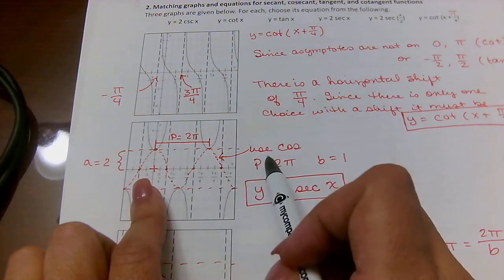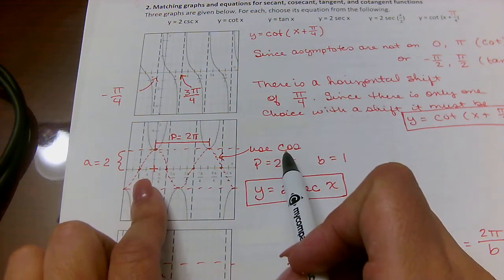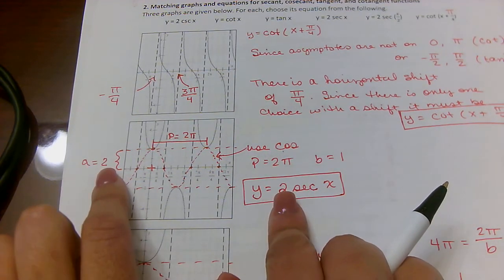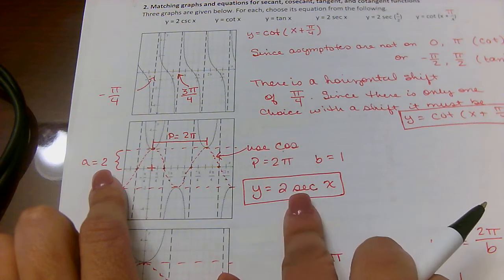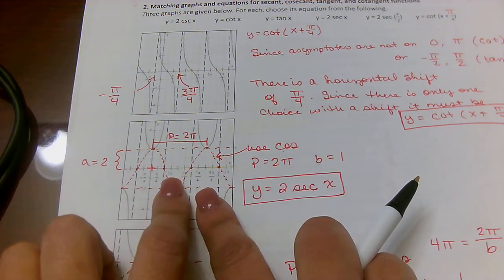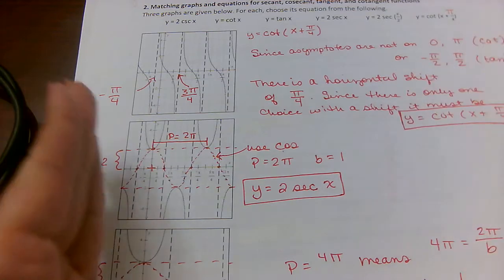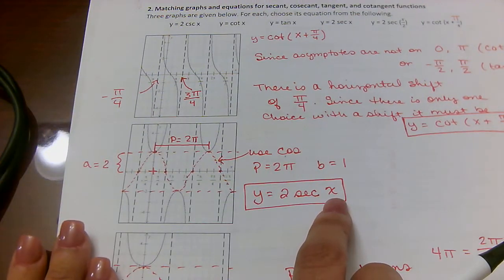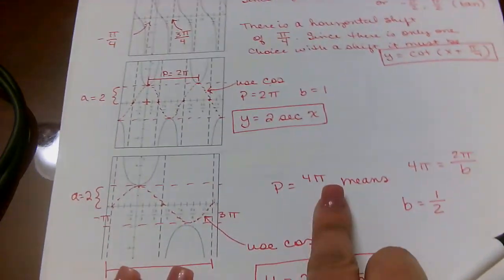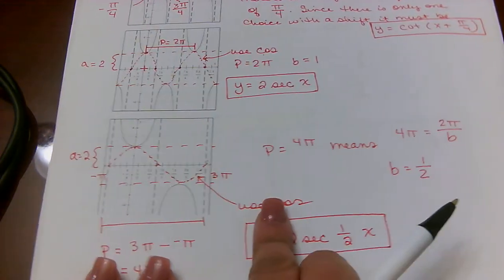So here we're using cosine. So the reciprocal of cosine is going to be secant. So I'm going to use the 2 from here. The reciprocal of cosine is secant. And then I do not have any kind of stretching or shrinking for our horizontal axis, for our horizontal side. So that means b is equal to 1, and then our answer is going to be this one. Okay. Right. Moving on to the next one.